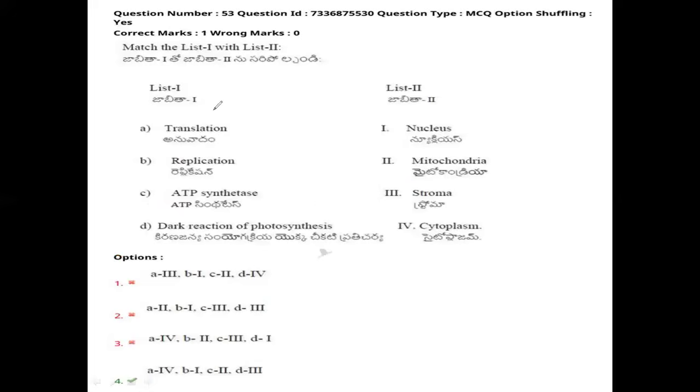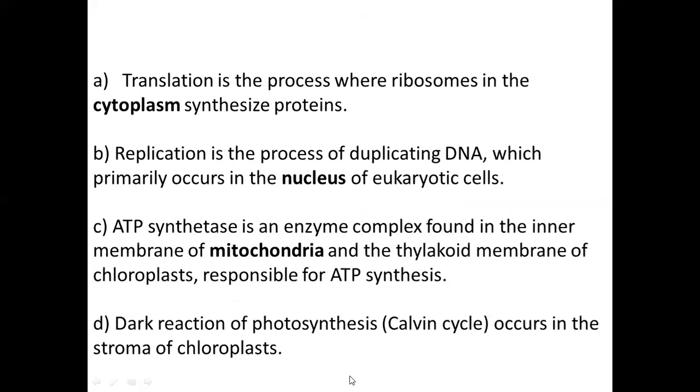They have given you the processes and where they'll be occurring. Very easy. So translation will be occurring in the cytoplasm. Replication will be occurring in the nucleus. ATP synthetase will be present in the mitochondria, and dark reaction of photosynthesis will be occurring in the stroma. Option 4 is correct, and here is your explanation anamata.